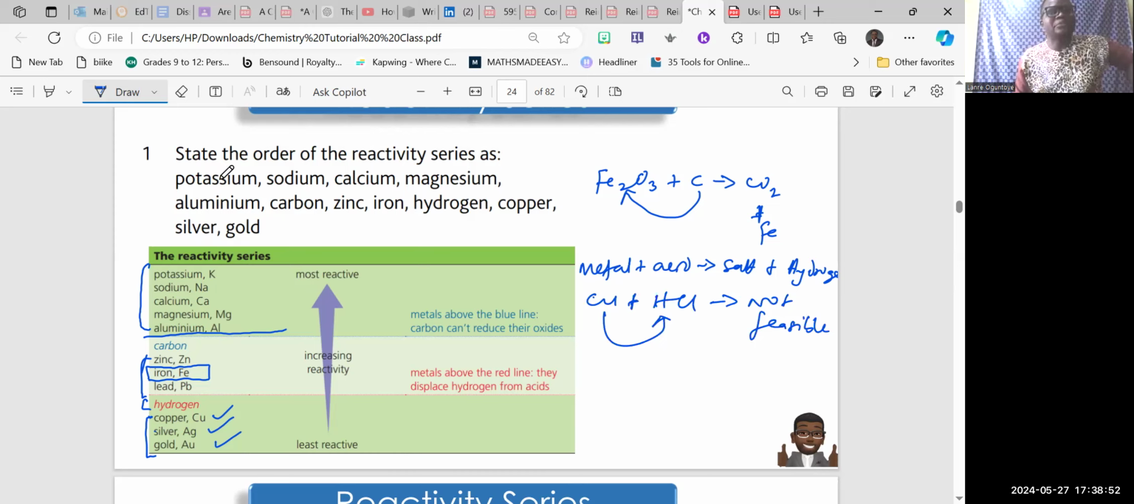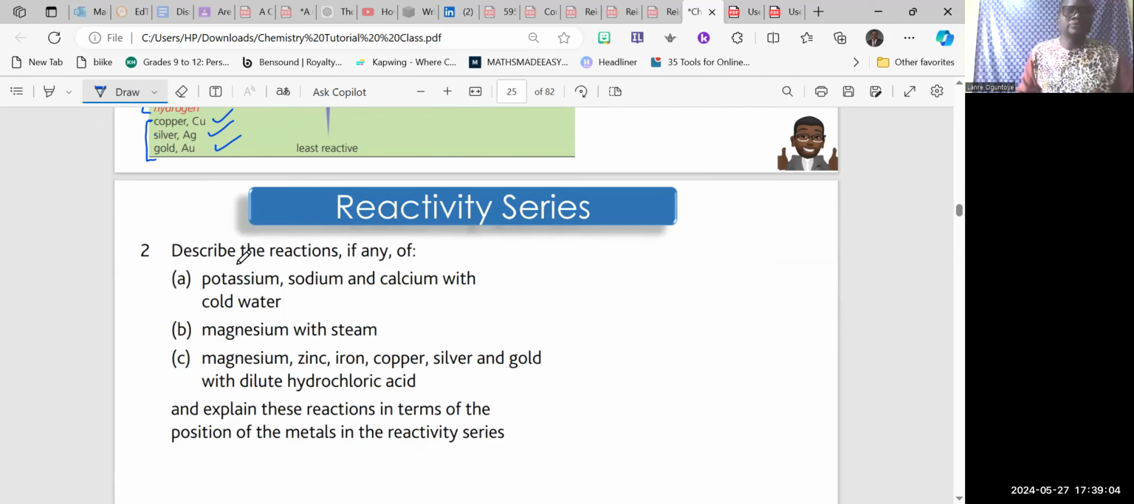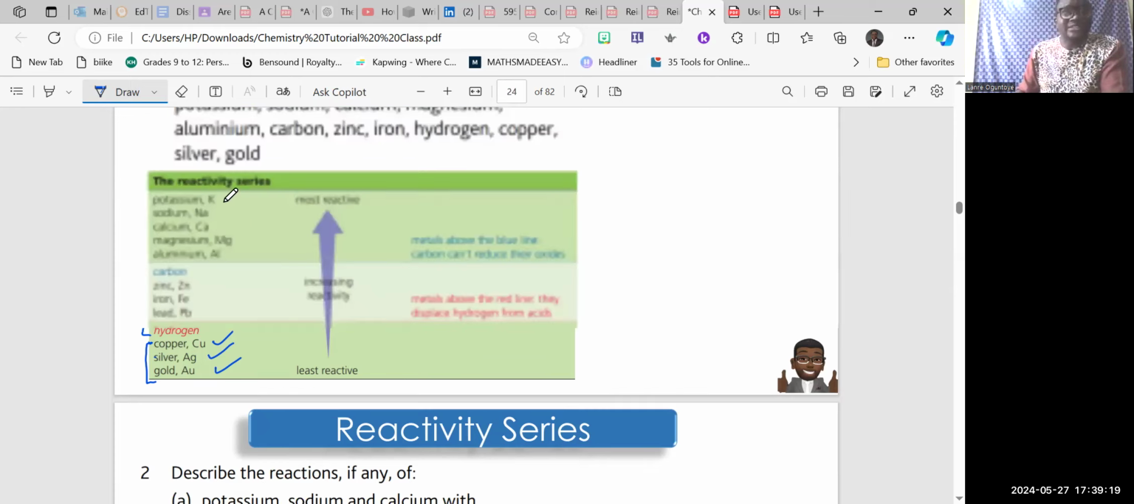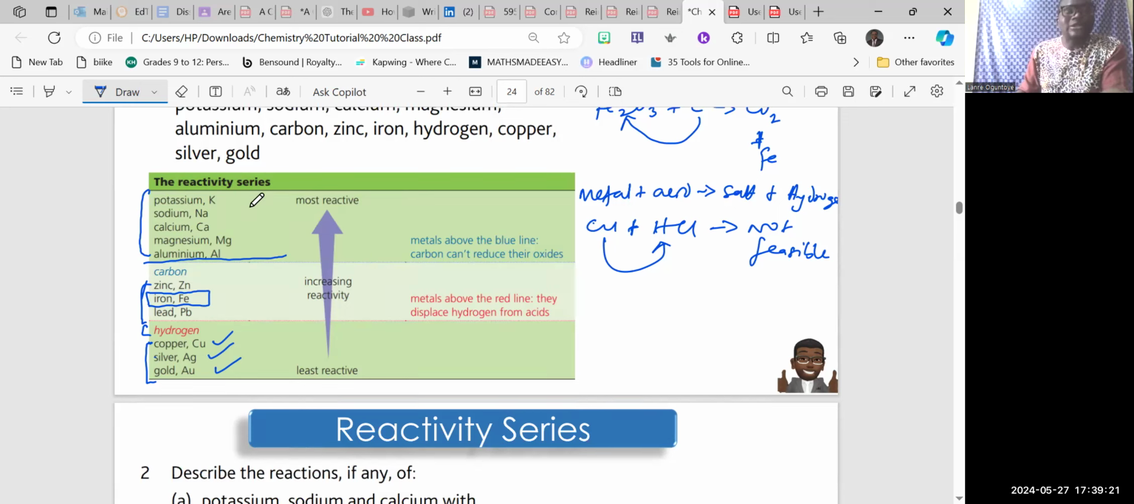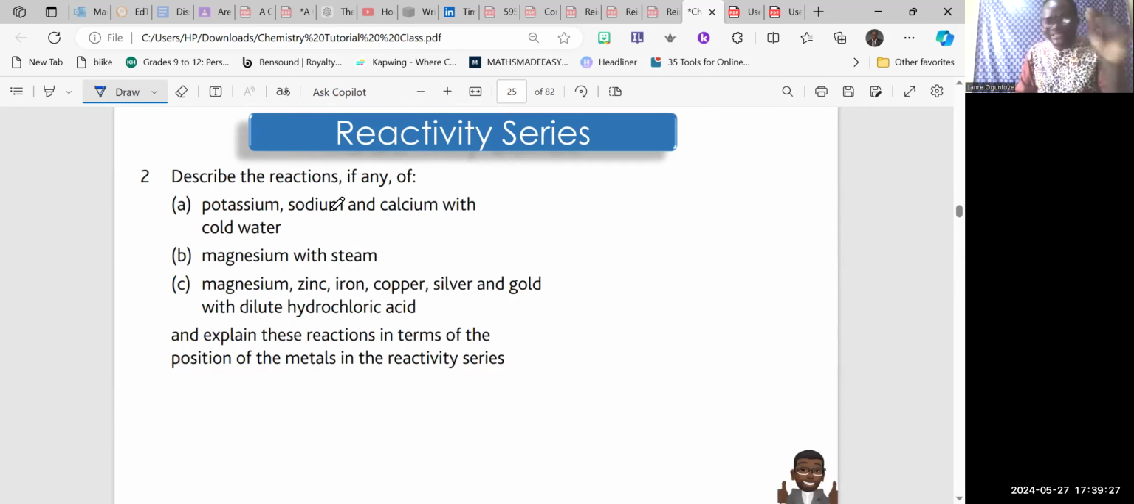So you need to know this position. We start from potassium, sodium, calcium, magnesium, aluminium, carbon, zinc, iron, hydrogen, copper, silver, and gold, right? Good. Now, I want to see the reactivity series in detail. Describe the reactions, if any, of potassium, sodium, calcium with cold water. So you can see that these metals are higher in the reactivity series, right? They can react with cold water. Please focus on this. It's very, very important. You can't escape this. Potassium, sodium, calcium can react with cold water.